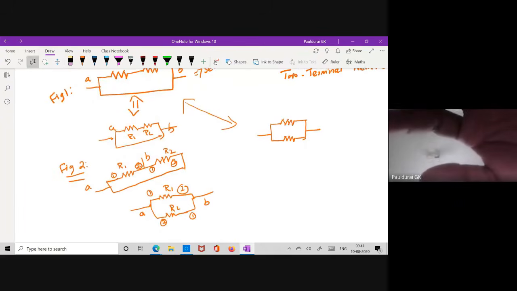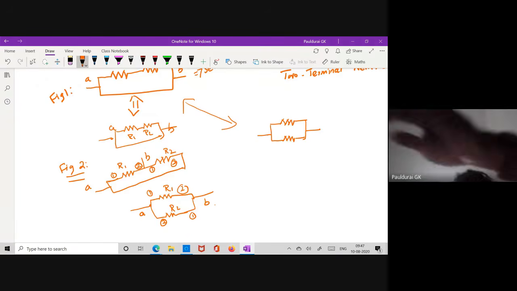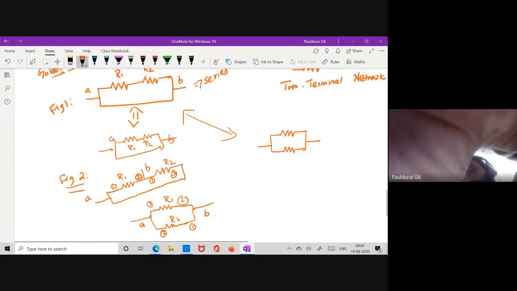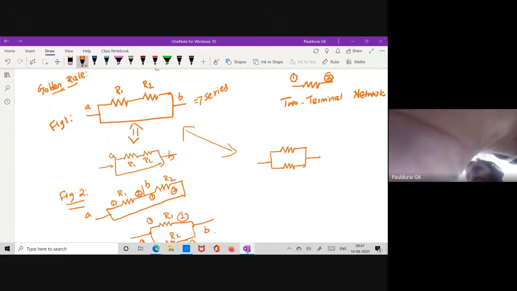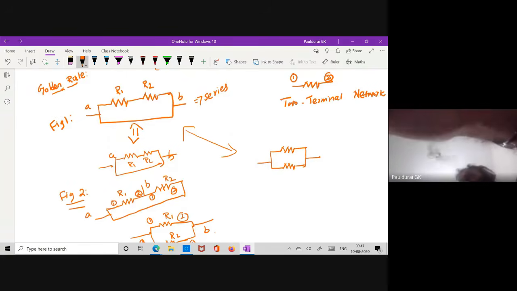Okay. So it is actually parallel. My conclusion, the golden rule. Straight away I will give you the rule. Just try to understand. Actually, it is a 2-terminal device, right? Coming to series circuit, how many terminals are connected in series circuit?